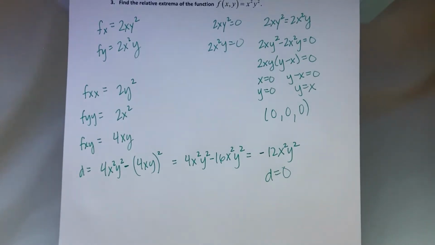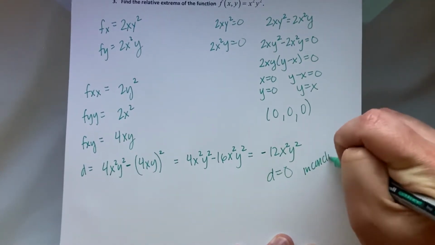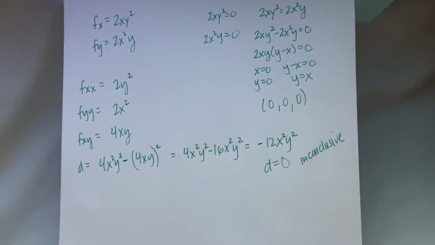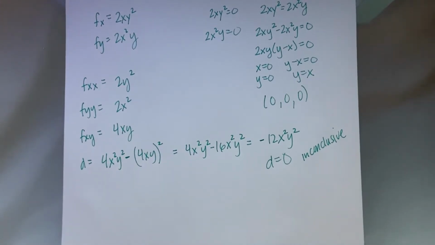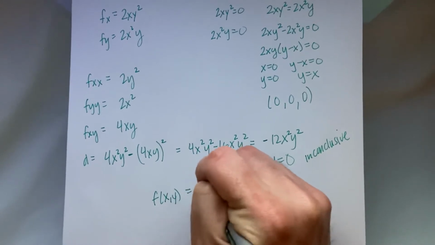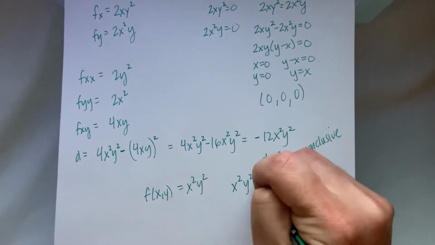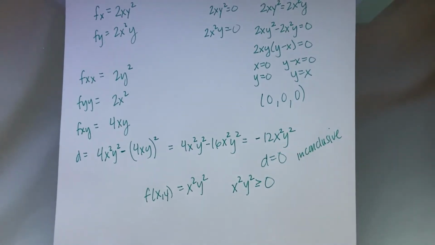What does it say if that's equal to 0 according to our rules? It says this is inconclusive. So how are we supposed to determine if this point is a maximum or minimum? Well, let's consider the function x squared y squared. What do we know about x squared y squared? It's always greater than or equal to 0, right? Because these are both positive.